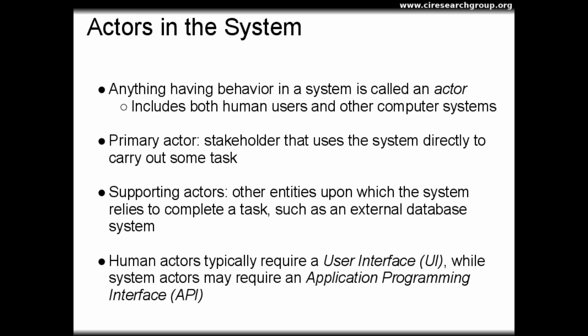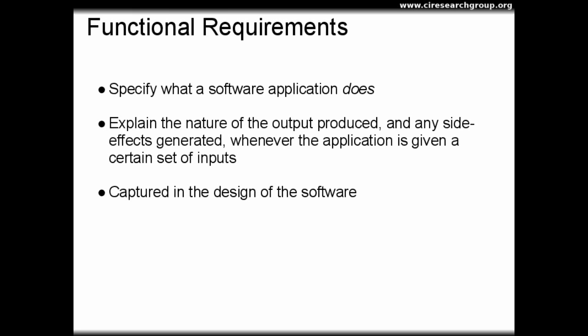Human actors typically require a user interface or a UI in order to interact with the system. Computerized actors, on the other hand, typically require something called an application programming interface or API in order to interact with the system. Now, when we're specifying requirements and considering what type of actions an actor can take with the system, we can divide the requirements into two sets.